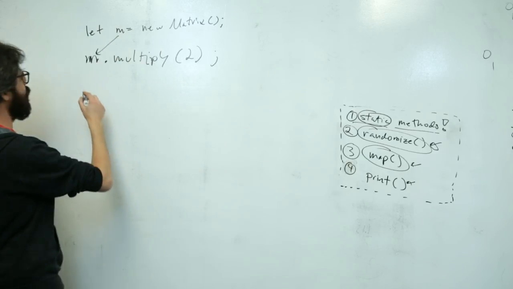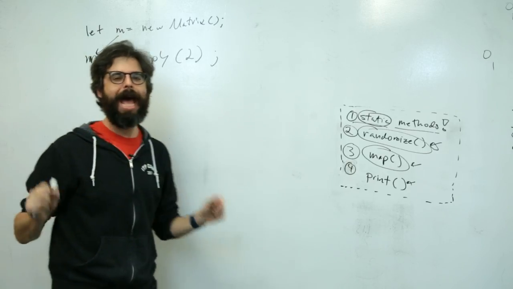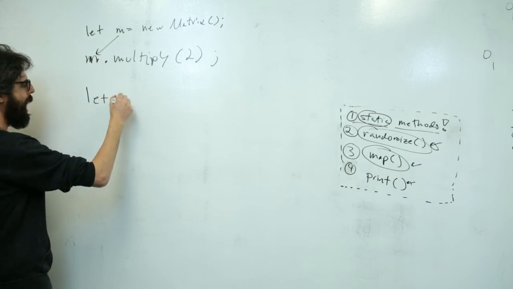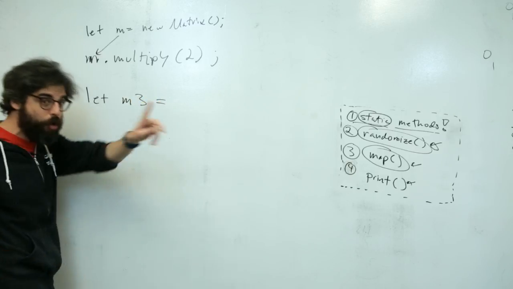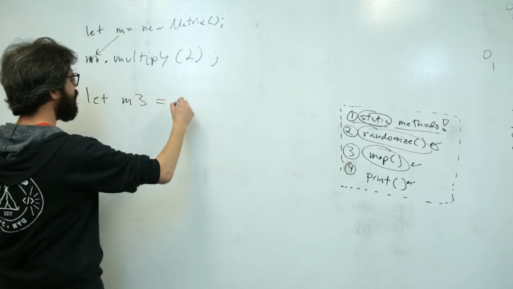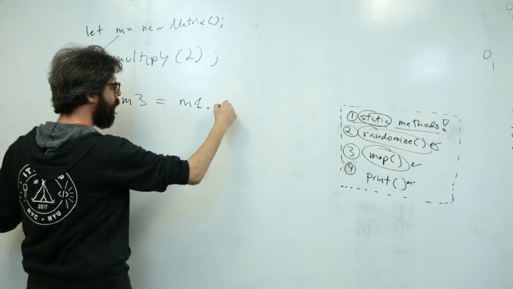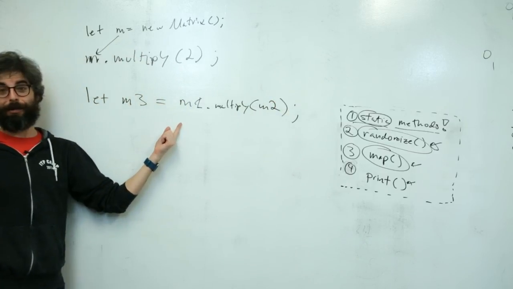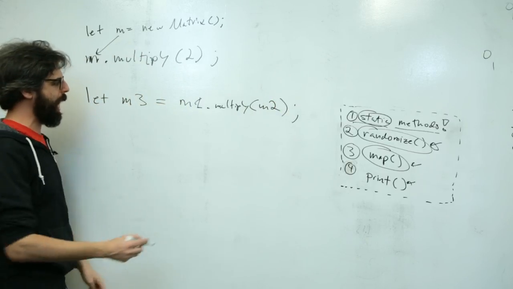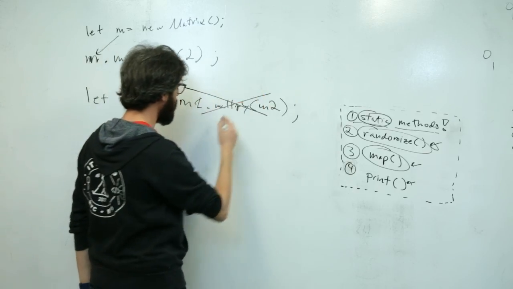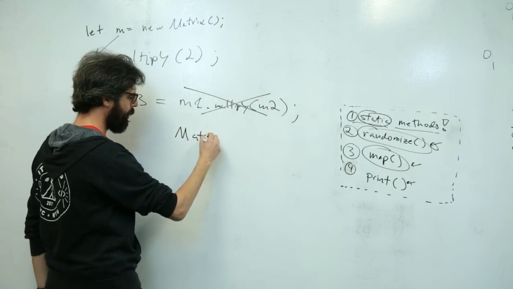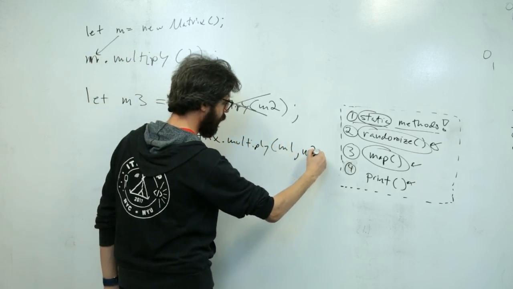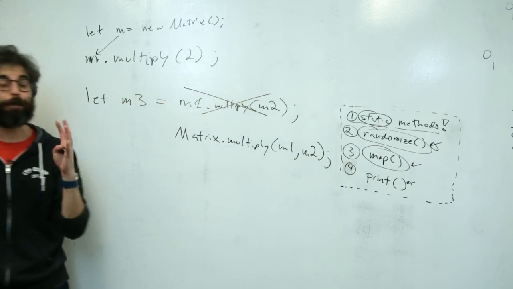But what if I had two matrices, M1 and M2, and I wanted to create M3? Currently, the way the library works is I would say m1.multiply(m2). It would be fine to keep it this way, but I think what would work better is for me to actually say matrix.multiply(m1, m2).